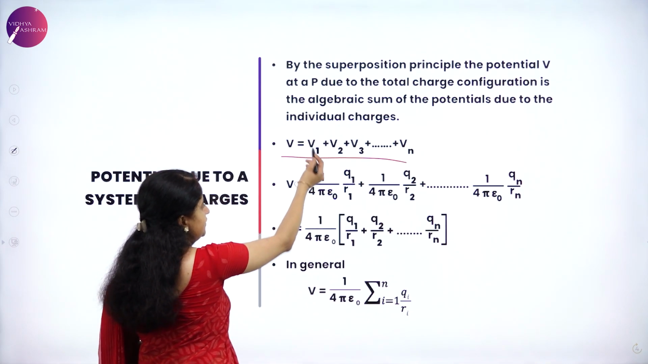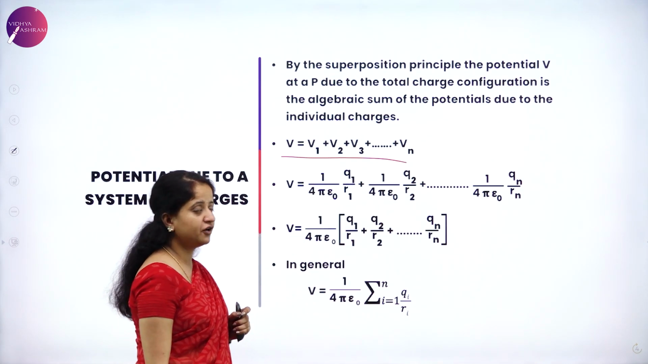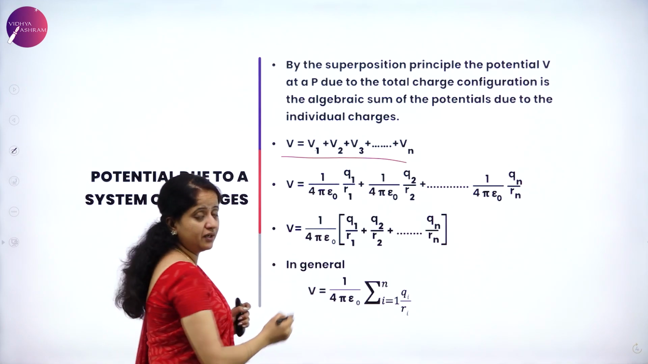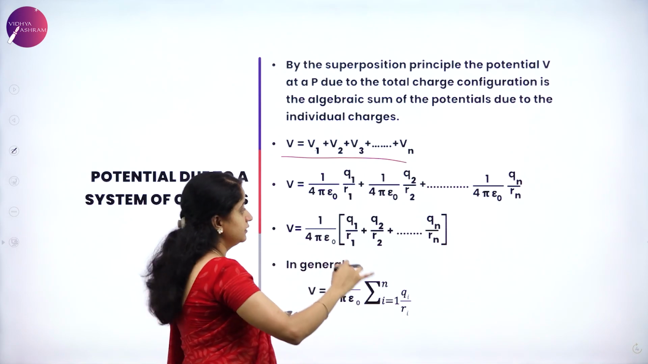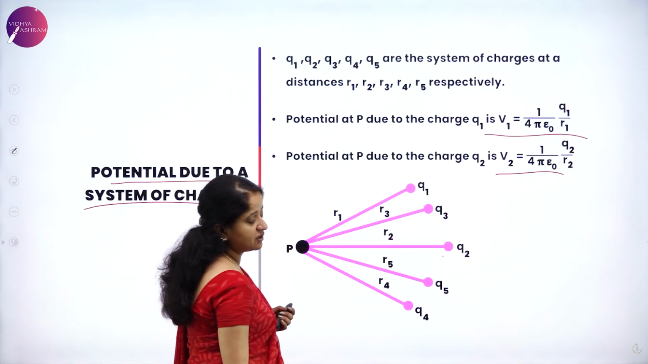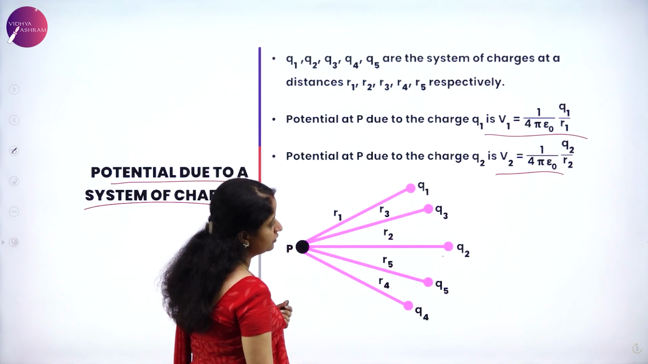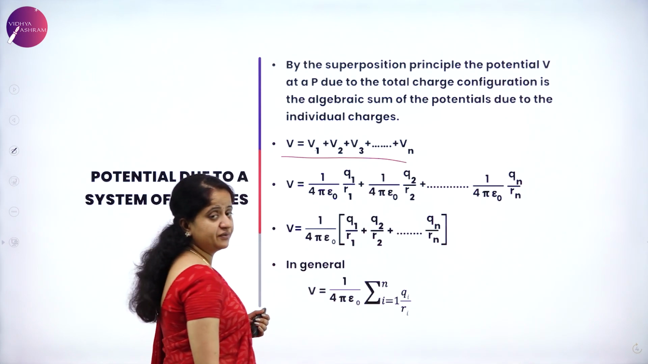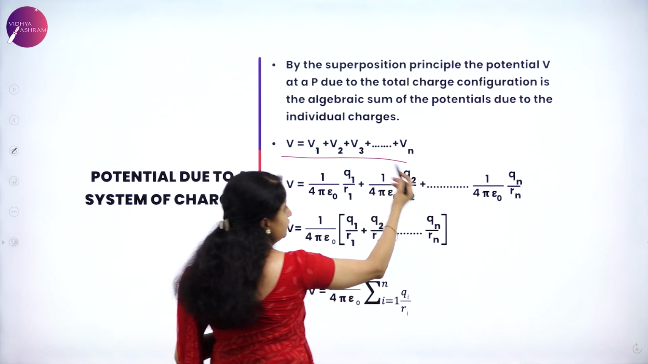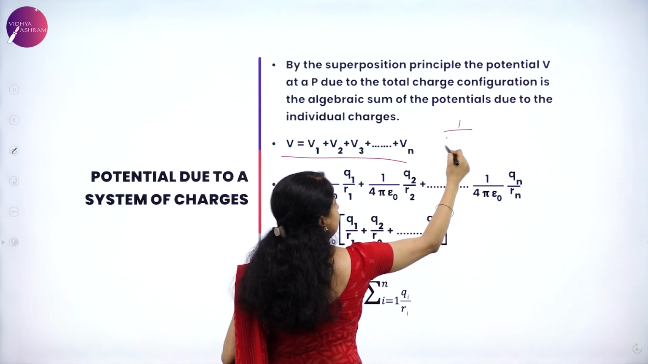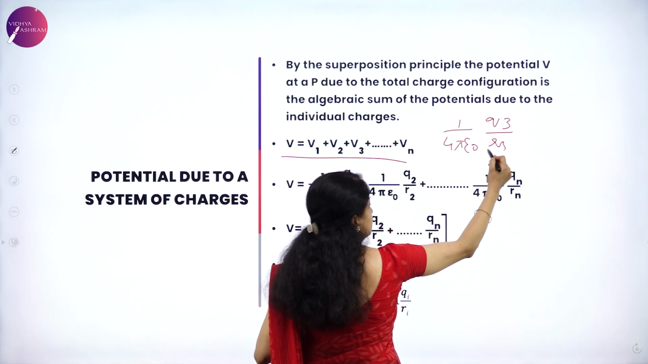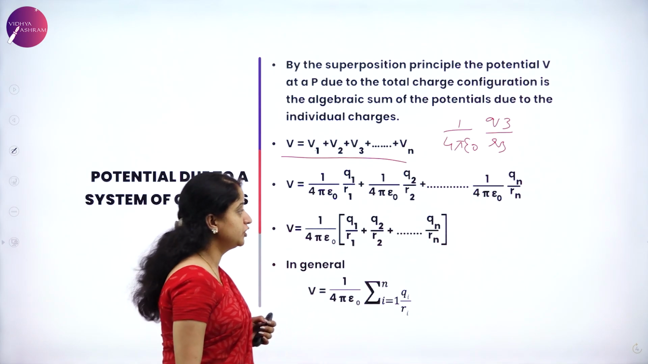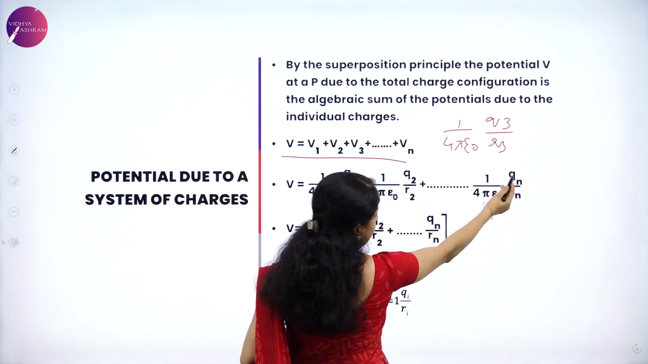So now let us substitute in the place of V1, 1 by 4 pi epsilon naught Q1 divided by R1, plus the V2 term we have written in the slide. V2 is equal to 1 by 4 pi epsilon naught Q2 divided by R2. So I am substituting the same and so on. If you substitute for V3, you get 1 divided by 4 pi epsilon naught Q3 divided by R3. Like this, if you substitute up to Qn, you will get 1 by 4 pi epsilon naught Qn divided by Rn.